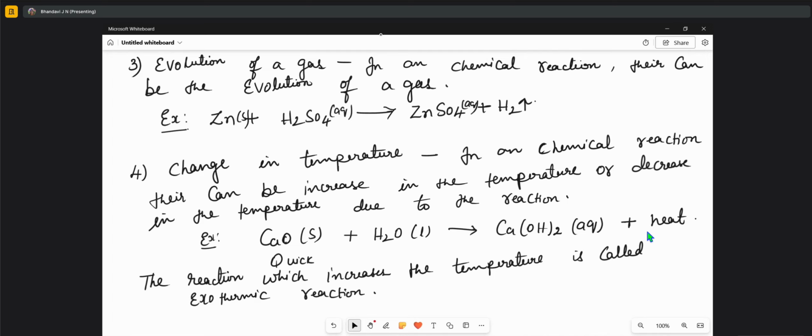So there are two types of reaction. One is the exothermic reaction, the other is the endothermic reaction. Exothermic reaction means where the temperature will be increased. There we call it an exothermic reaction. Here also, this is quick lime. We also call it quick lime, calcium oxide, that combines with the water. When you combine that with the water, you will get calcium hydroxide, which is aqueous in nature. That is, calcium hydroxide will be dissolved in the water, plus heat is produced. Okay.